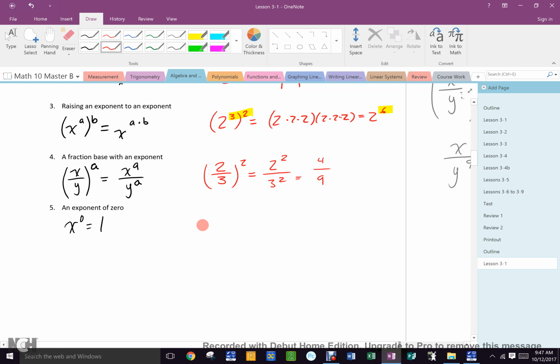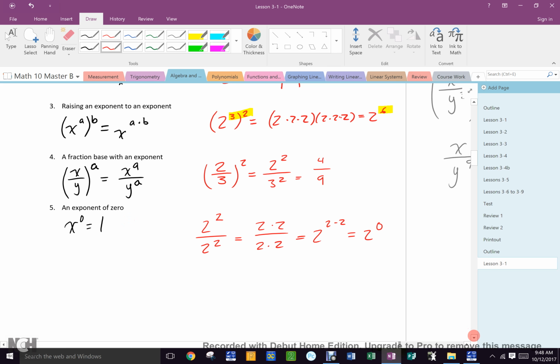Why does that work? 2 squared over 2 squared. What is that really? 2 times 2 over 2 times 2, right? What else is it? It's division, right? So it's also 2 to the 2 minus 2, isn't it? So it's also 2 to the 0. And since it's the same thing on the top and bottom, it's got to equal 1. Is everybody with me?